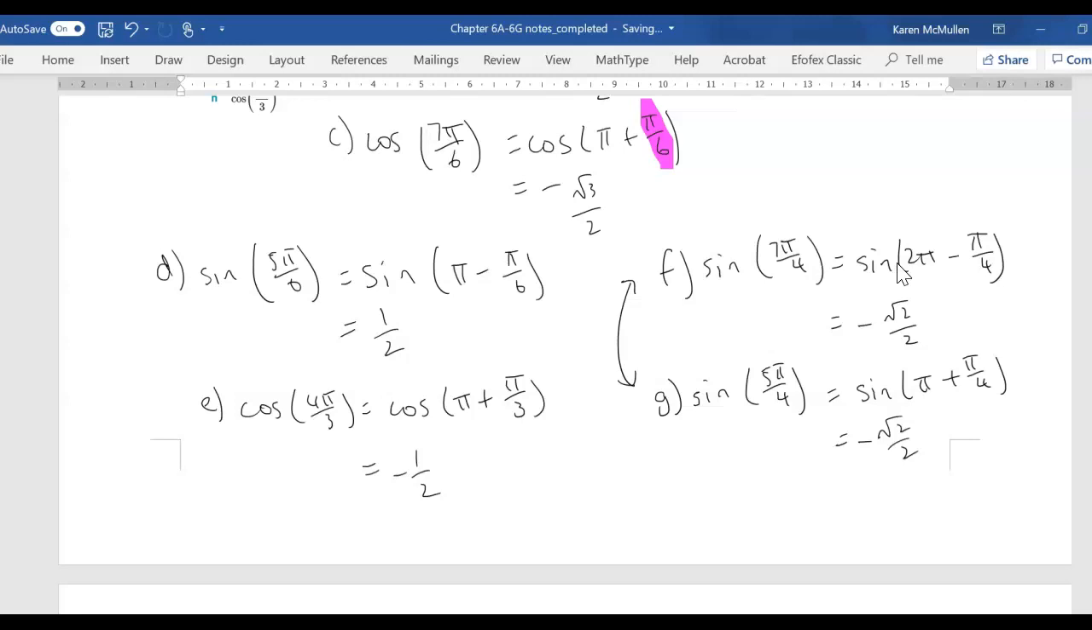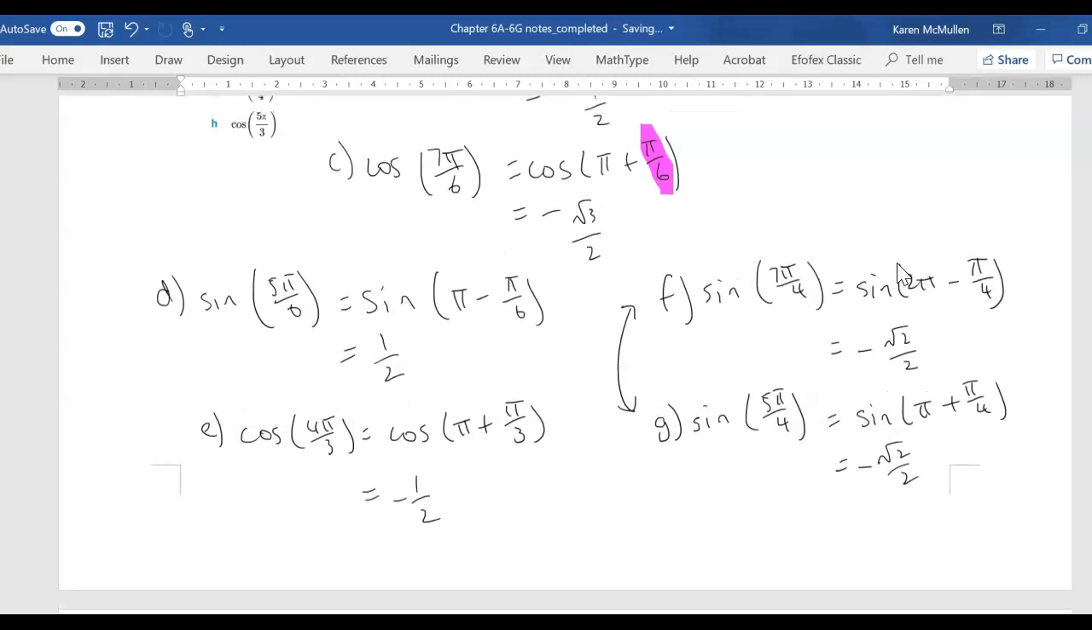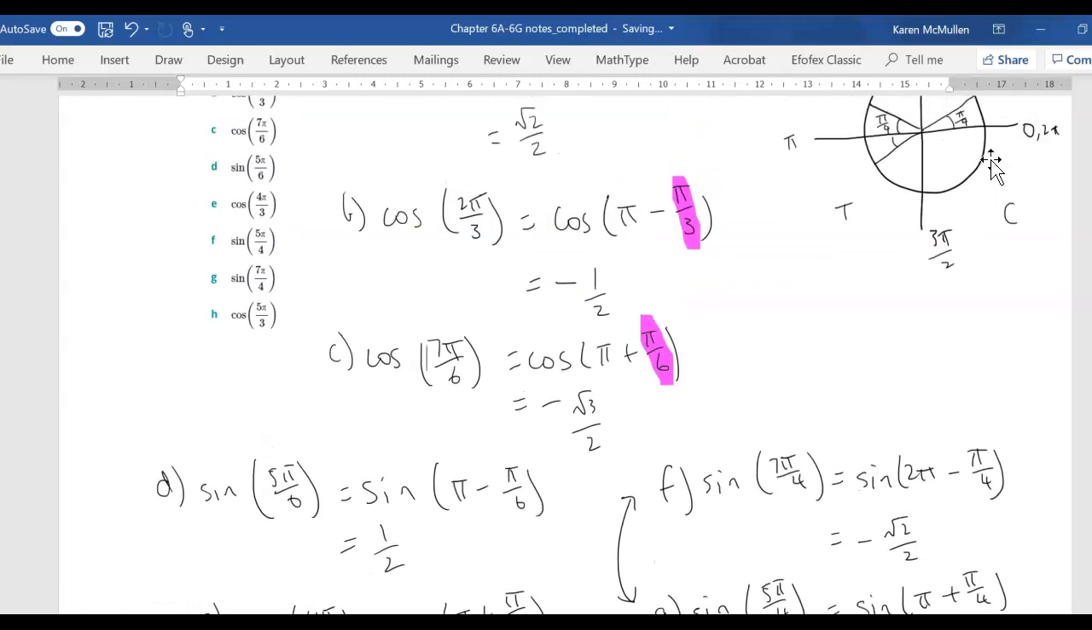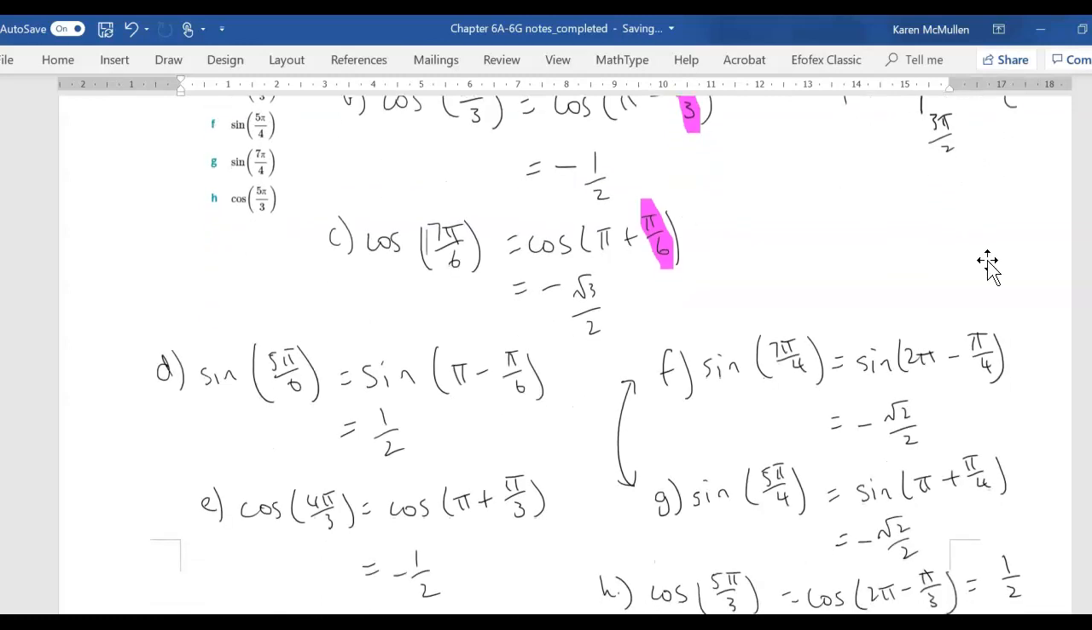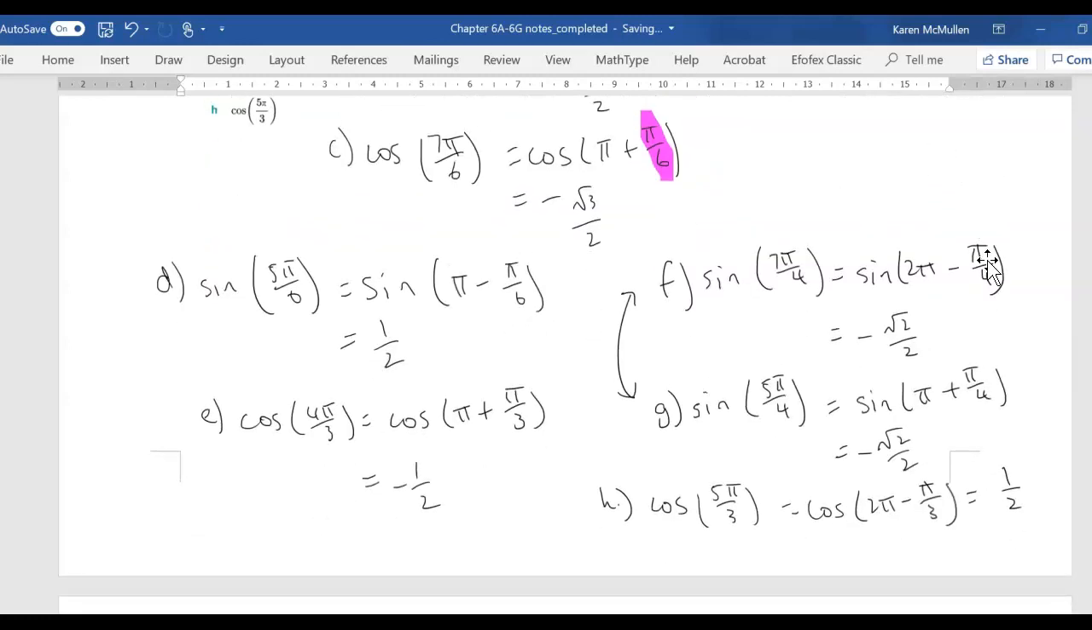And then our very last question, cos of 5 pi on 3, which is the same as 2 pi minus pi on 3. So pi on 3 we've done before, so I don't need to scroll up, which is a half. And we've just got to decide which quadrant we're in. So it's 2 pi minus, so we're in the fourth quadrant. So it's just positive a half. And I think that's it for 6B.